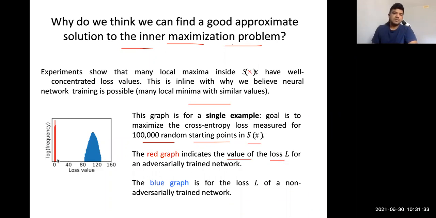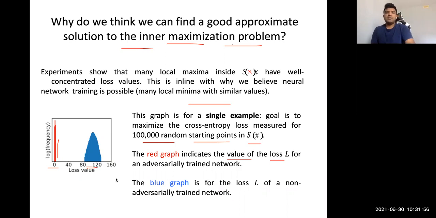So here we see it is very concentrated, but we also know that the loss values are very low, and that's what we would expect. It's an adversarially trained network. And we notice for the blue graph, there's higher variance, but it's still somewhat concentrated in certain areas.